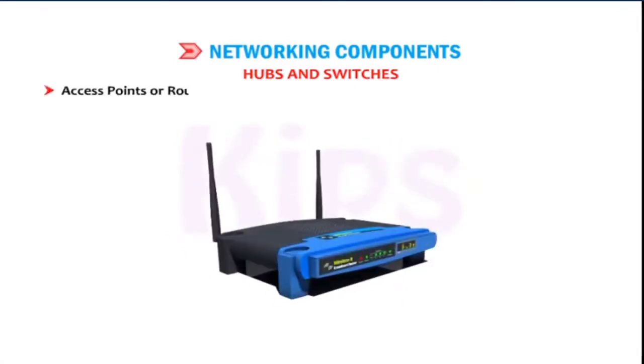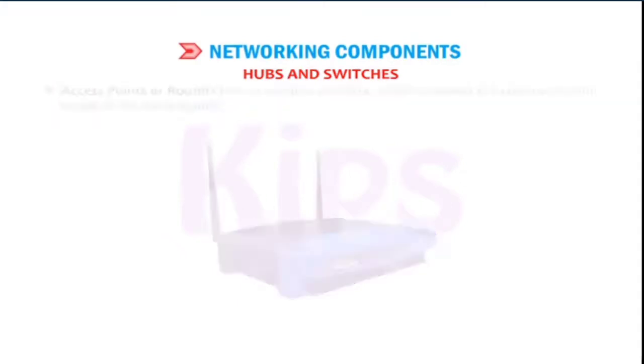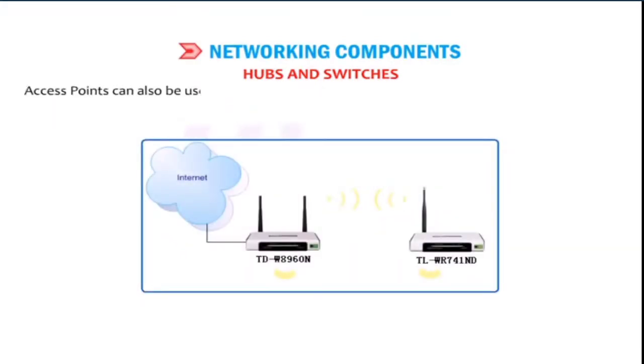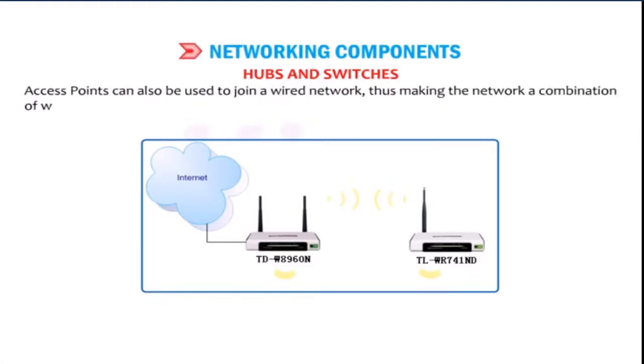Access points or routers have a wireless antenna, which increases the communication range of the radio signals. Access points can also be used to join a wired network, thus making the network a combination of wired as well as wireless network. Students, let me share an interesting fact with you.